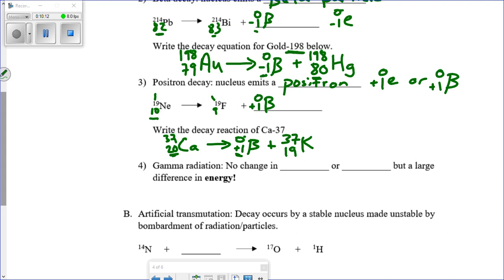Gamma radiation: there is no change in mass or charge, but a large difference in energy. That makes sense because your symbol for gamma radiation is 0, 0, then with that gamma symbol, which I don't draw well, but that's a gamma symbol. So that means no change in mass, no change in charge, but gamma radiation has extremely large energy.